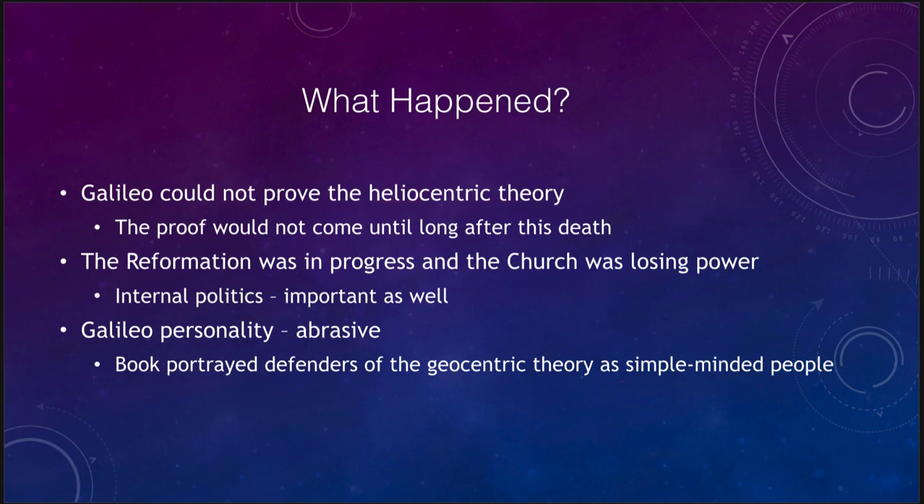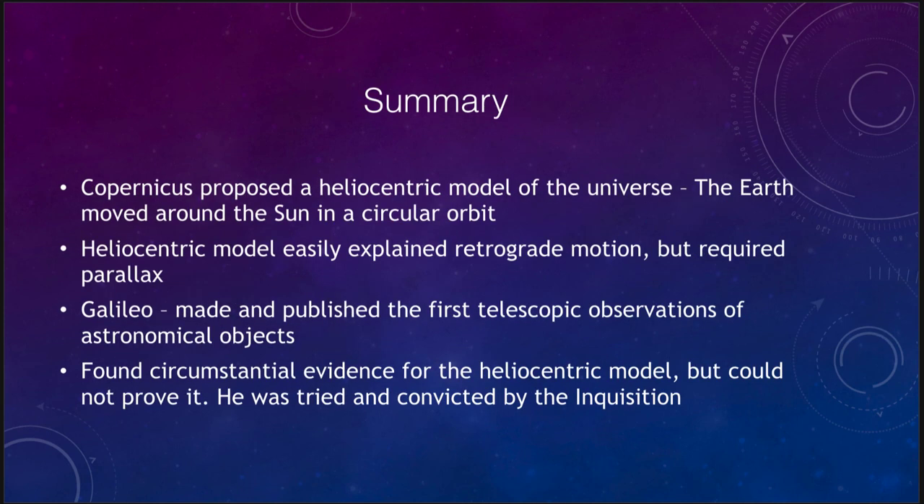So let's look at what we've covered here, finishing up this section. Just to summarize a little bit, Copernicus proposed the heliocentric model of the universe, in which the Earth moved around the sun in a circular orbit. The heliocentric model did easily explain retrograde motion, but it required parallax, which would not be observed for hundreds of years. We talked about Galileo, who made and published the first telescopic observations of astronomical objects and found some circumstantial evidence for the heliocentric model, but was not able to prove it. He was tried and convicted by the Inquisition, but eventually in 1992 was cleared by the church.